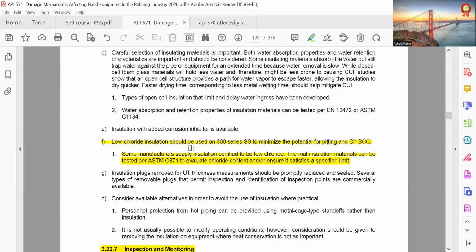Low chloride insulation should be used on 300 series SS to minimize the potential for pitting and chloride SCC. Some manufacturers supply insulation certified to be low chloride. Thermal insulation material can be tested per ASTM C871 to evaluate chloride content and ensure it satisfies specified limits.